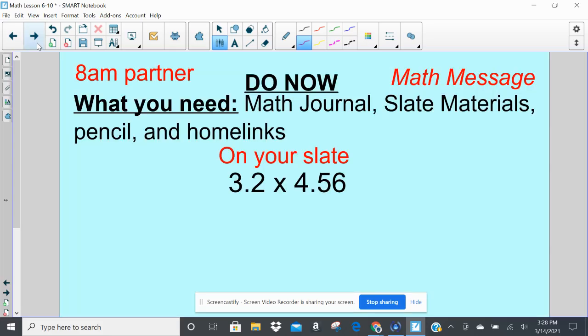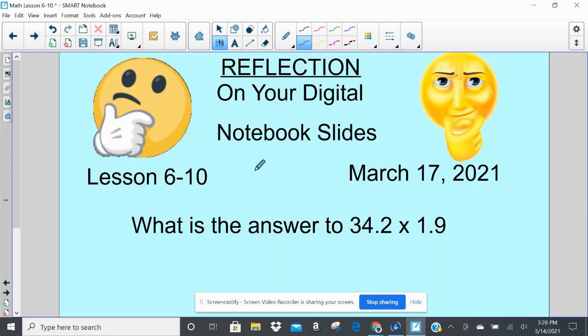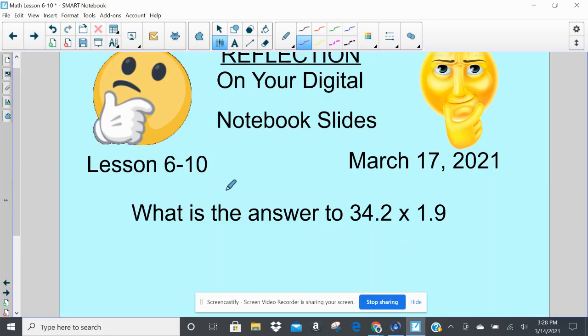Your reflection today is, what is the answer to 34 and 2/10 times 1 and 9/10? Go ahead and do that on your reflection once you've checked in with me with your You Do.